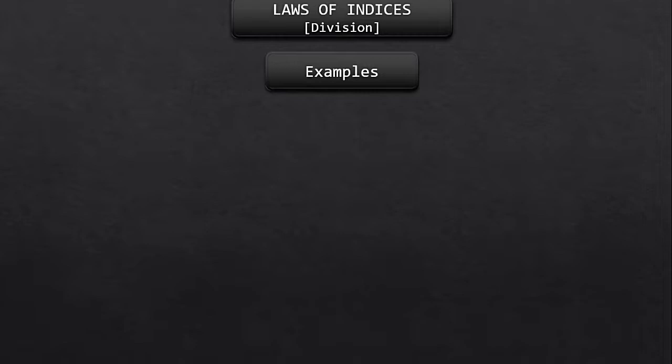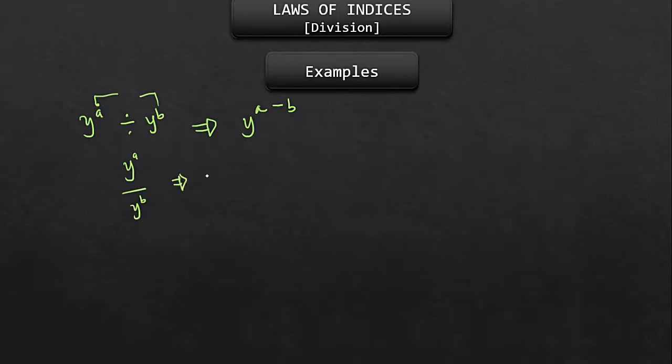So now let's take examples. The first example here is, let's say we have y raised to power a divided by y raised to power b. So you can guess what we are going to get since it's a division sign between them. We are going to choose one y and then the powers a and b. So it's going to be a minus b. Very simple. This question can also come in the form of y raised to power a over y raised to power b. It's also the same. So you're still going to say a minus b.